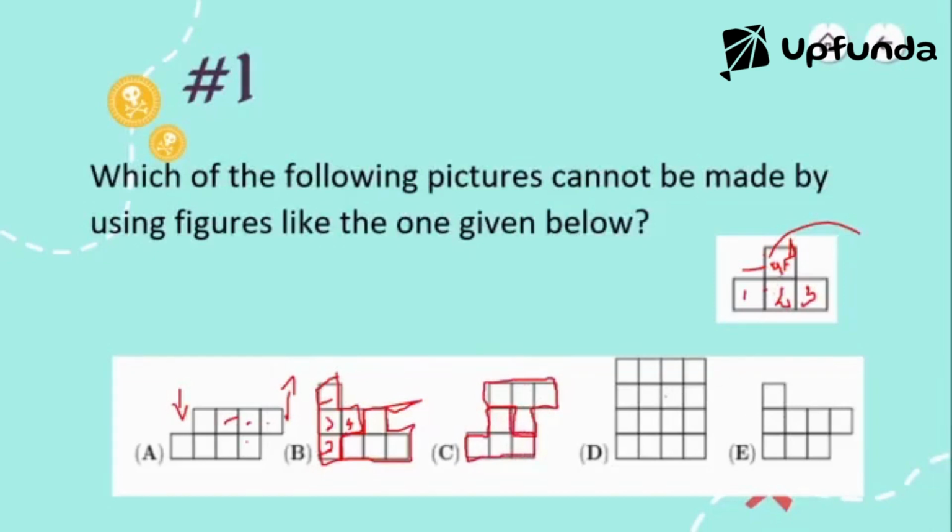Okay, now we move on to D. Can we construct this square using this? I think it is not possible. Okay, we have one here. Okay, a T-shaped square, and 2 here. So there is no other way than this.